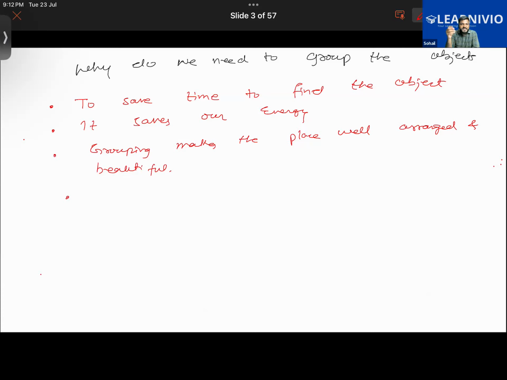And it would be easier to locate it whenever you need it in future. You don't have to find it here and there. So another reason is convenience to store also.